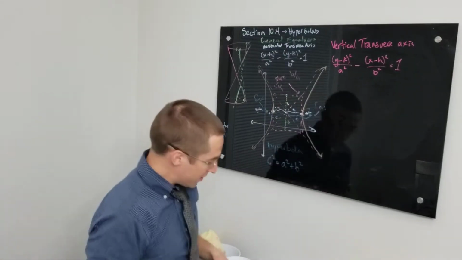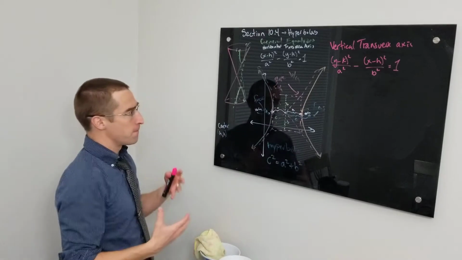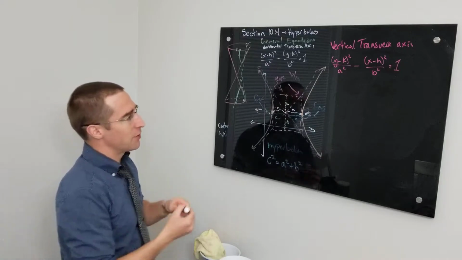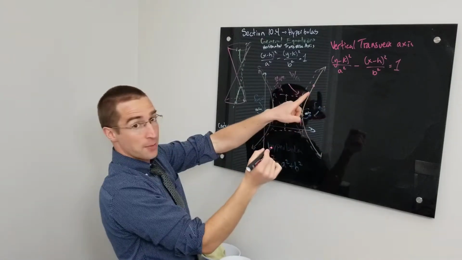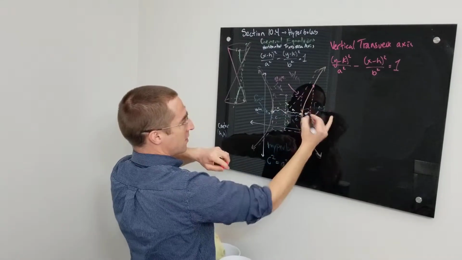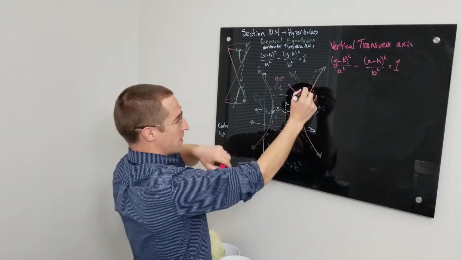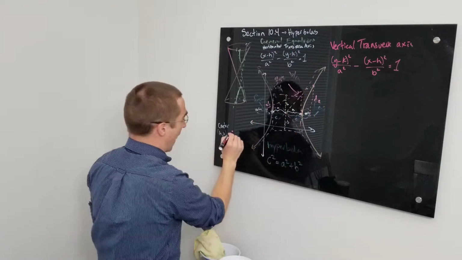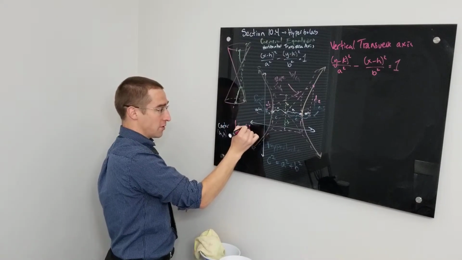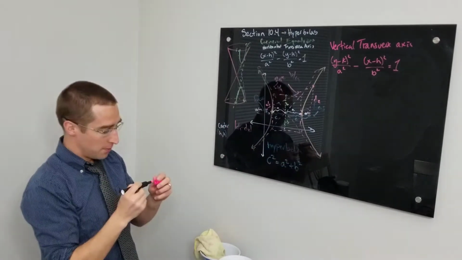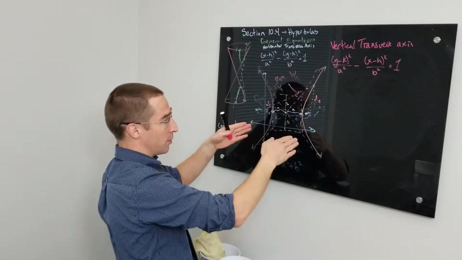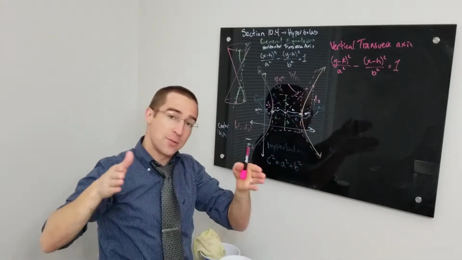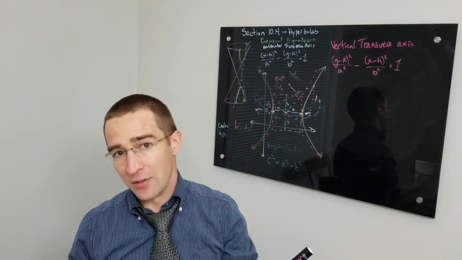Now, what do the foci tell us? Basically every point on this hyperbola, if I take this distance from here to the focus and here to the other focus, so D1 and D2, the absolute value of the difference of those two is going to equal some constant. So it doesn't matter where I am on this hyperbola. Anywhere that I go, this distance minus that distance, absolute value, is going to be the same number every time.